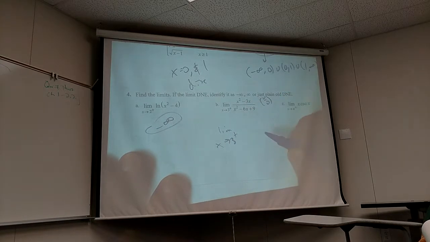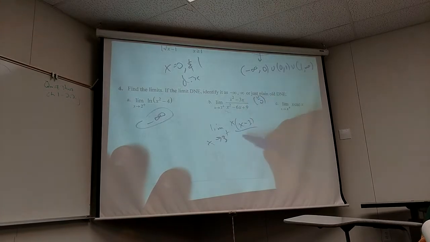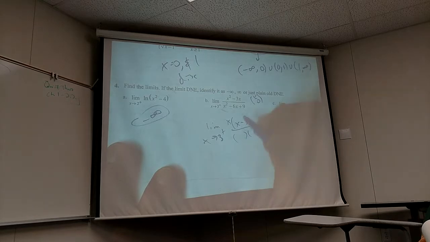What do you do with the top? Factor out an x. Take an x out, yeah. That's what you always try first in GCF. And then the bottom, what's the bottom mean? X minus 3, x minus 3. Yeah, x minus 3, x minus 3. So one of those x minus 3's cancel.